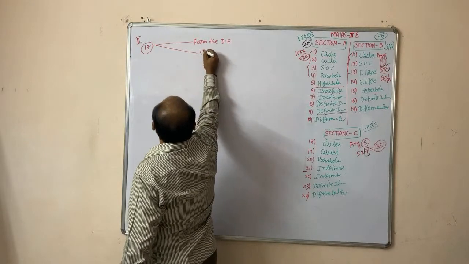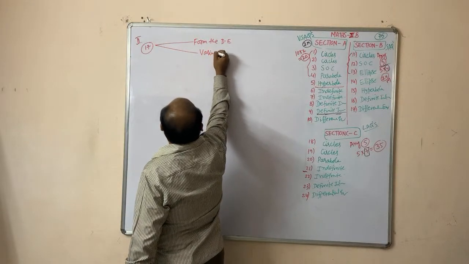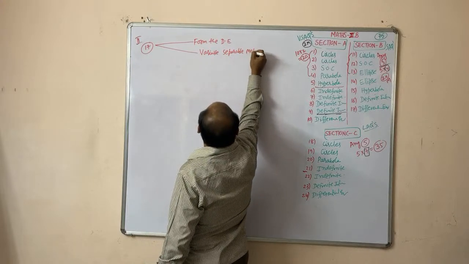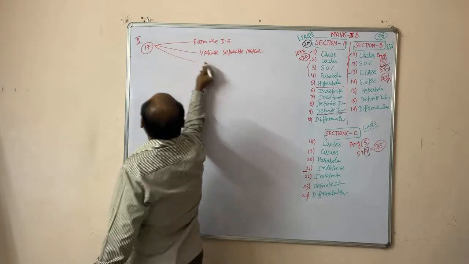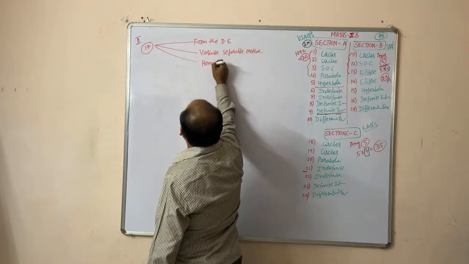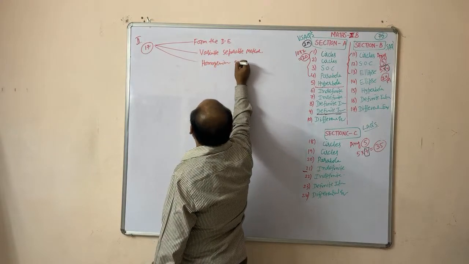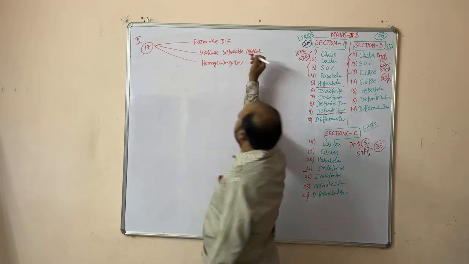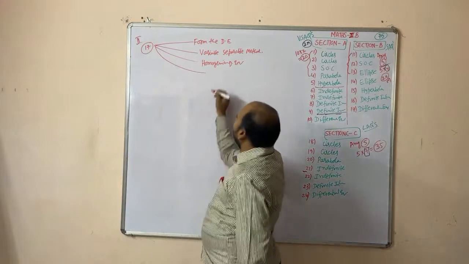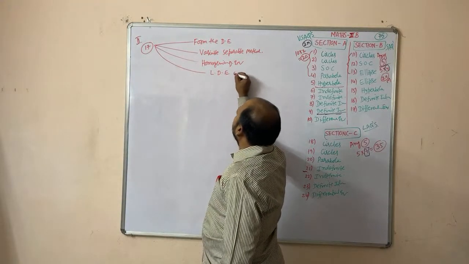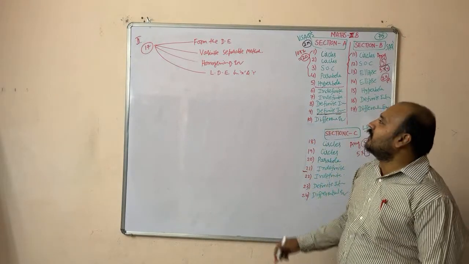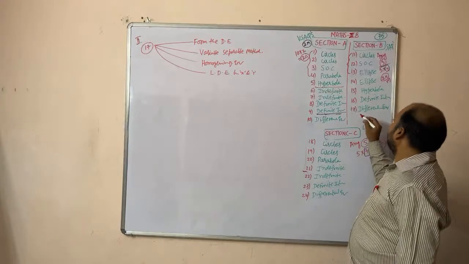Second possibility, variable separable method. Third one, homogeneous differential equations. Next, linear differential equations in x and y. So these many possibilities are there in the differential equations.